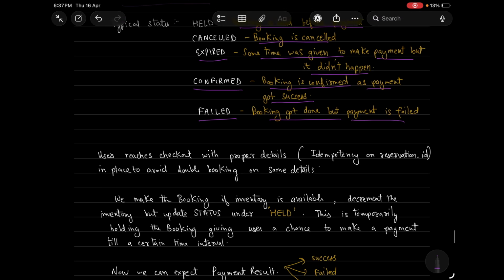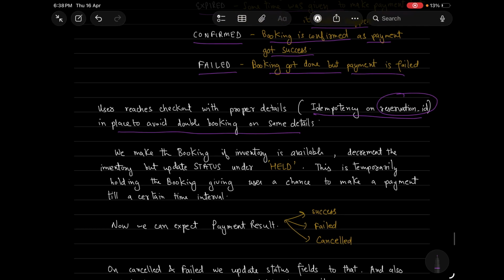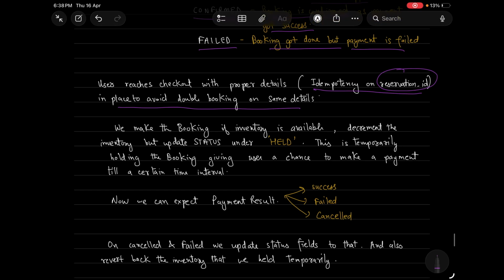The user reaches checkout with proper details, where we have idempotency on the reservation ID in place to avoid double booking on the same details. We make the booking if inventory is available, decrement the inventory, but set the status to held because payment is still pending. It's just that the reservation has been made by the user. As I just mentioned, this is temporarily holding the booking, giving the user a chance to make a payment till a certain time interval.